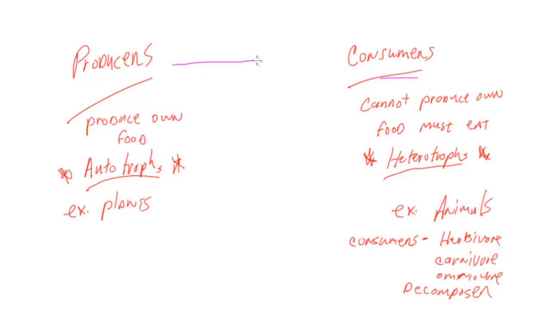Both producers and consumers have a symbiotic relationship. They cannot survive without the other.